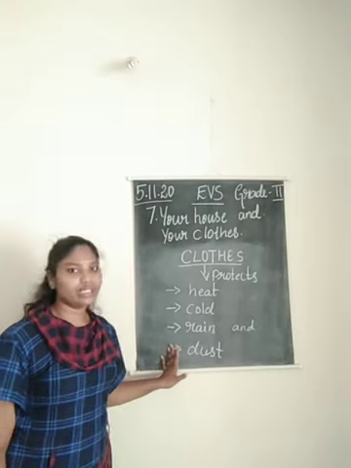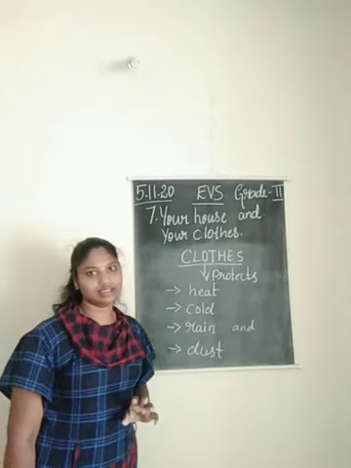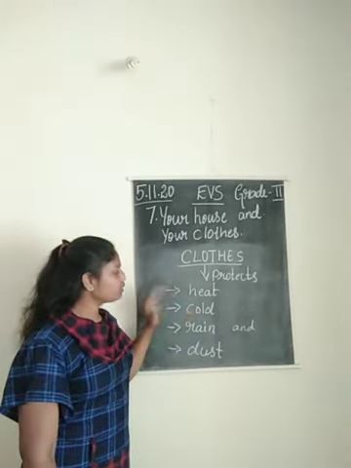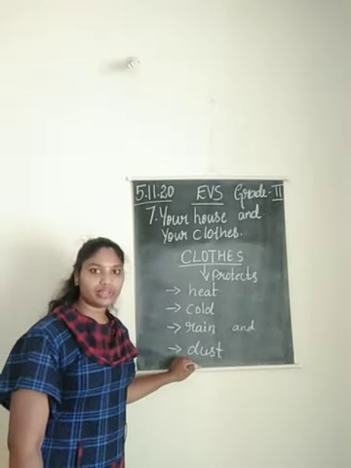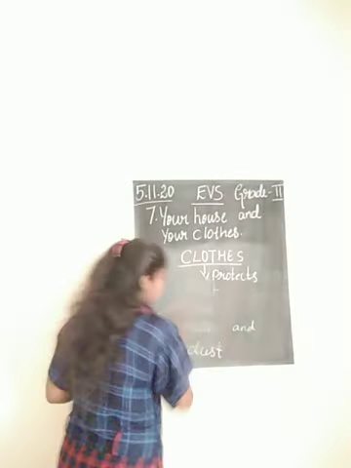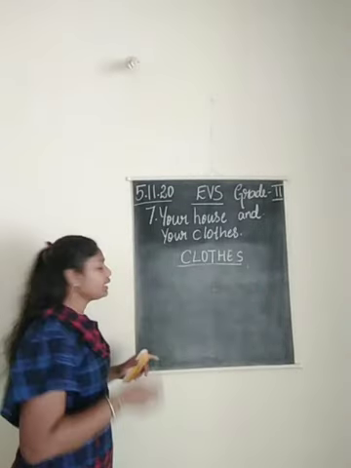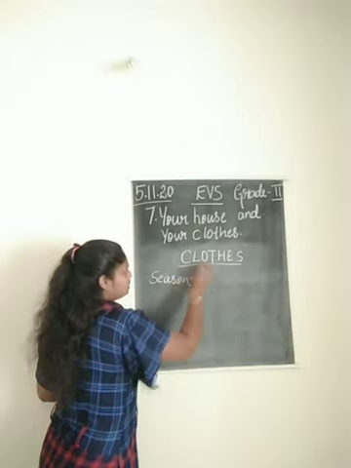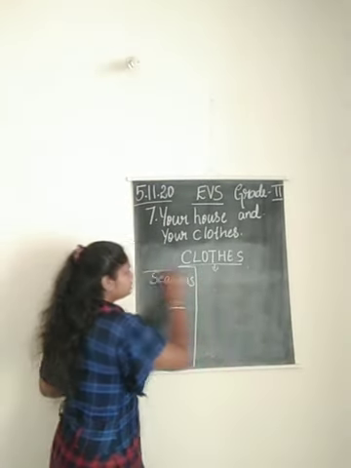And we wear different kinds of dresses according to different kinds of seasons. Let's see what those are. Understood, right, children? Clothes protect us from heat, cold, rain, and dust. And we also wear different kinds of dresses according to the seasons. Okay, now let's see the seasons and types of clothes we wear. Now let me write the first seasons. Seasons and clothes we wear in the same season.